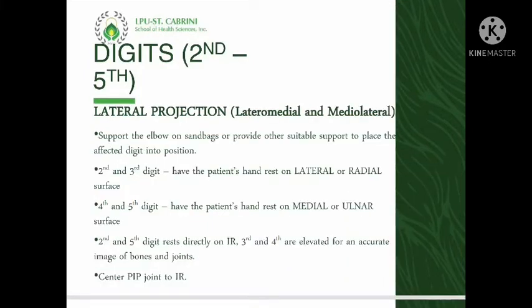For the second and third digit, have the patient's hand rest on its lateral or radial surface. This is a mediolateral projection. For the fourth and fifth digit, have the patient's hand rest on its medial or ulnar surface, and this is the lateromedial projection. The second and fifth digits are resting directly on the IR, and the third and fourth digits are elevated with its PIP joint centered on the image receptor.